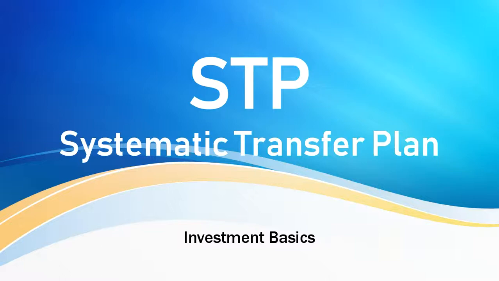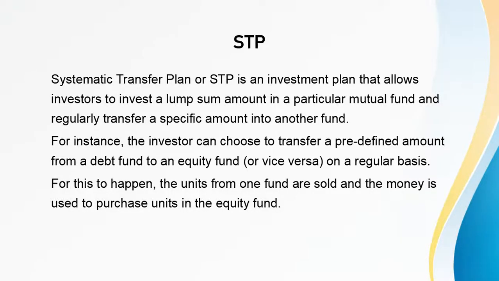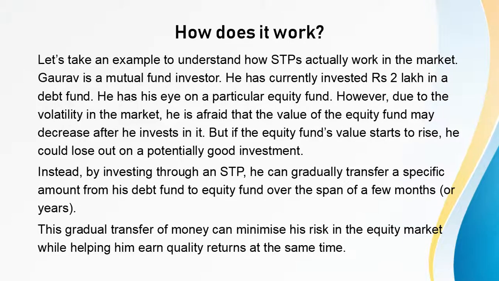Now let's look at the Systematic Transfer Plan or STP. First of all, let's see what STP is. Systematic Transfer Plan or STP is an investment plan that allows investors to invest a lump sum amount in a particular mutual fund and regularly transfer a specific amount into another fund. For instance, the investor can choose to transfer a predefined amount from a debt fund to an equity fund or vice versa on a regular basis. For this to happen, the units from one fund are sold and the money is used to purchase units in the equity fund.